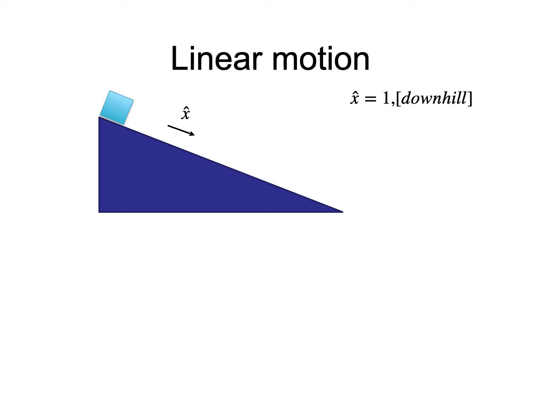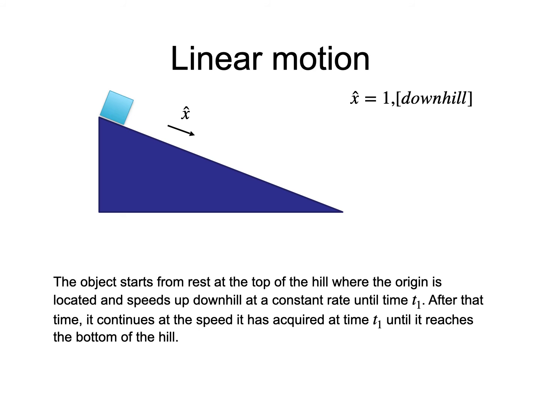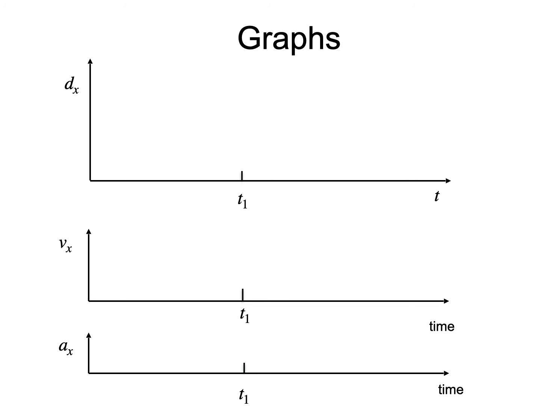The block will start from rest at the top of the incline and speed up at a constant rate until time t1. After that, it will continue at a constant velocity, the one it had at t1, until it reaches the bottom of the incline. Here we have the axes for our three different graphs. The special time for the transition at t1 is already indicated.